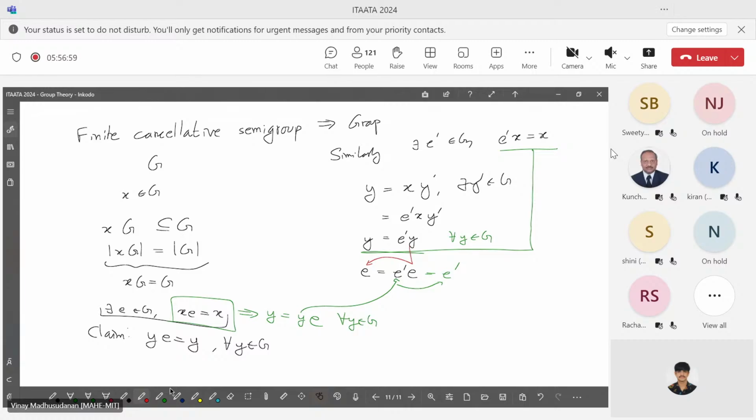Any questions about this? These are still long questions. Go ahead. Homomorphisms.